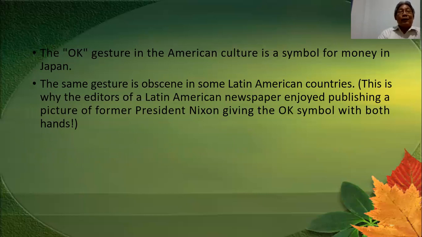Like this one, the OK gesture in American culture is a symbol for money in Japan. You have to know how Japanese people say OK. In American culture, the symbol of OK is something like this. But in Japan, it is for money.